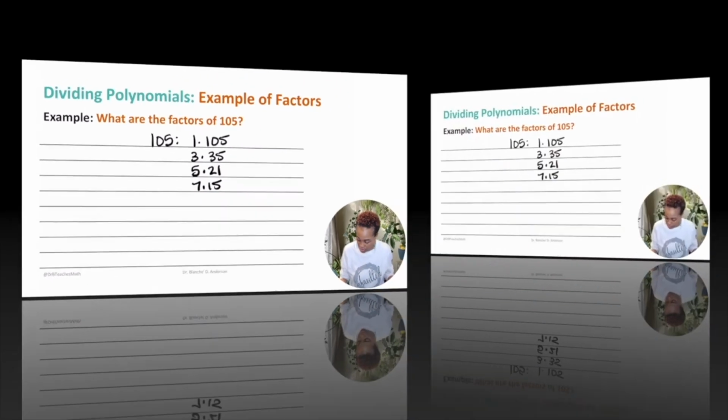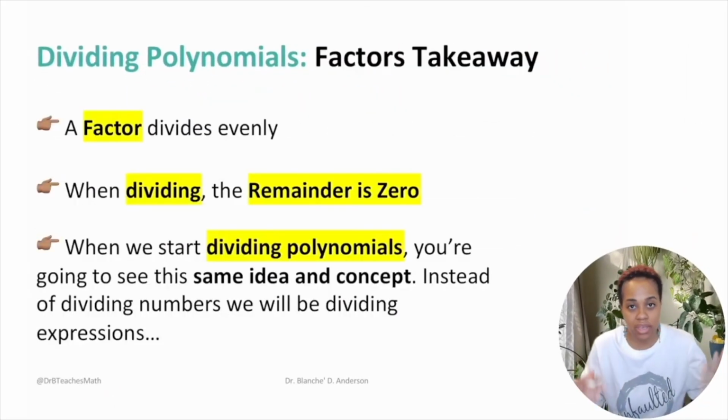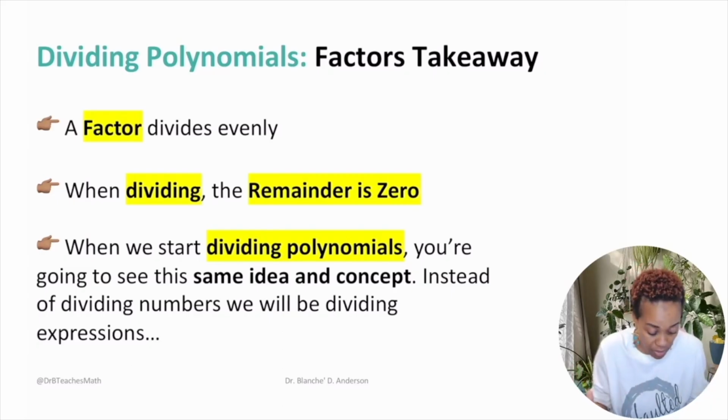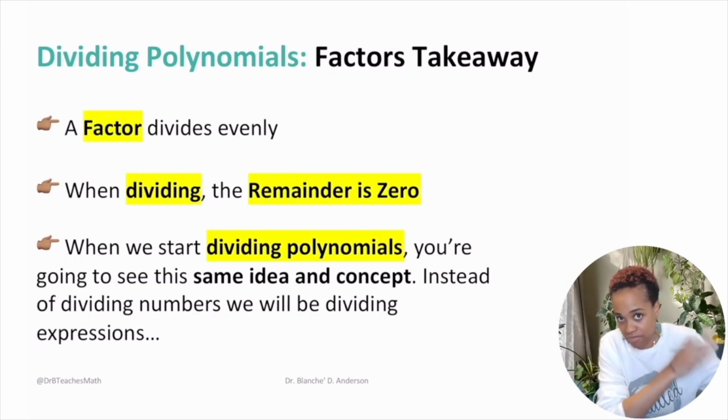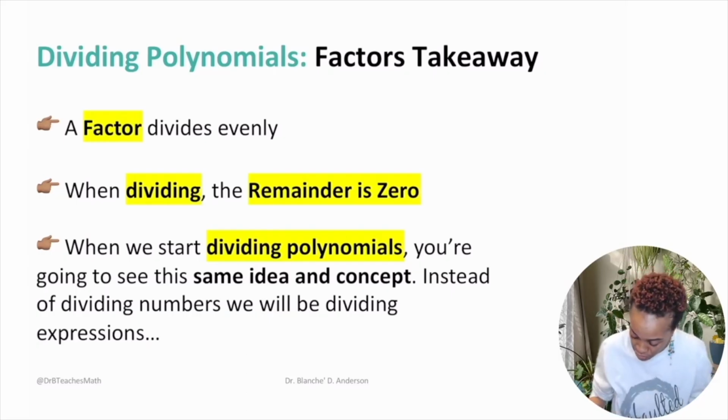So again, the factors are the numbers that you multiply together to get that number. It divides it evenly. The remainder is 0. We'll say there is no remainder. You say the remainder is 0. So when we start dividing these polynomials, it's going to be the exact same concept. You're going to be dividing polynomials and hoping you get a remainder of 0, because if you get a remainder of 0, that means that the polynomial you divided by is a factor. I'm going to show you how the factor here is the same factor when we get into polynomials. So that's why I say it's the same idea, the same concept.